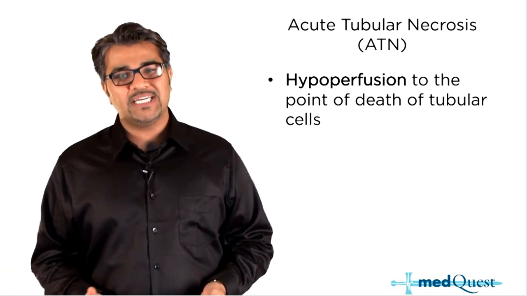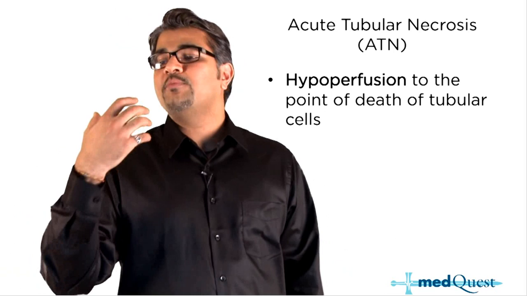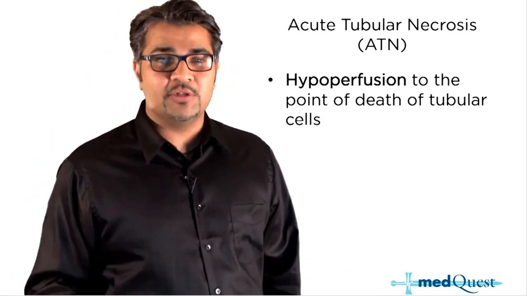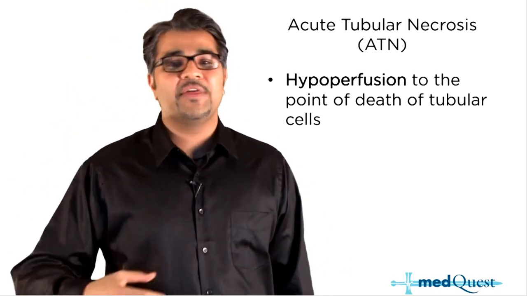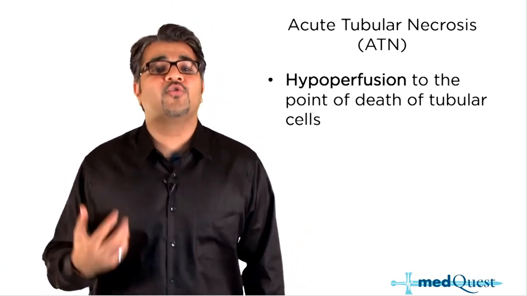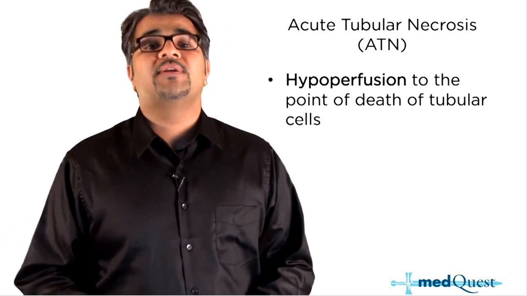Hypoperfusion to the point of death of the tubular cells. ATN is when you drop your blood pressure so low, you actually infarct your tubular cells and they just slough off. They slough off, and now they don't do their job anymore. And so you can't filter, and you can't reabsorb, and you can't secrete, and without your tubules, you're not producing urine, and now you've got a big problem. You've got ATN.